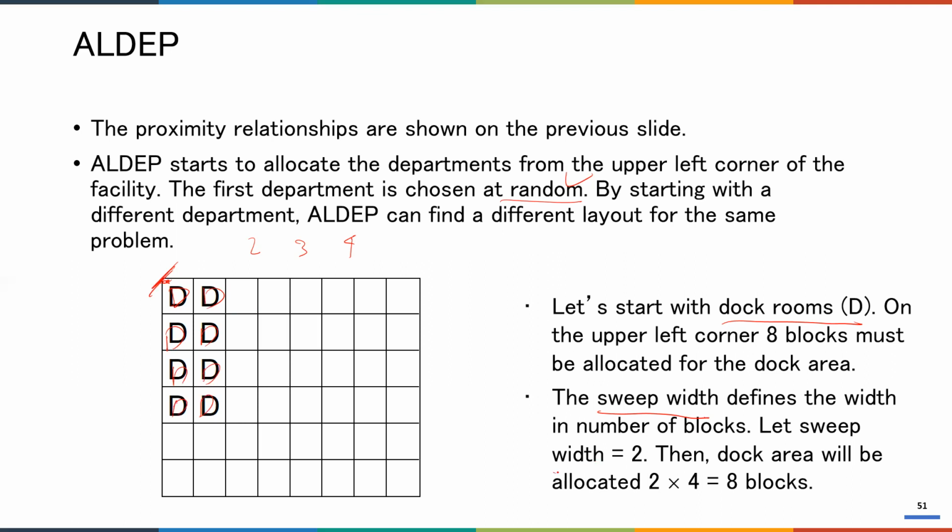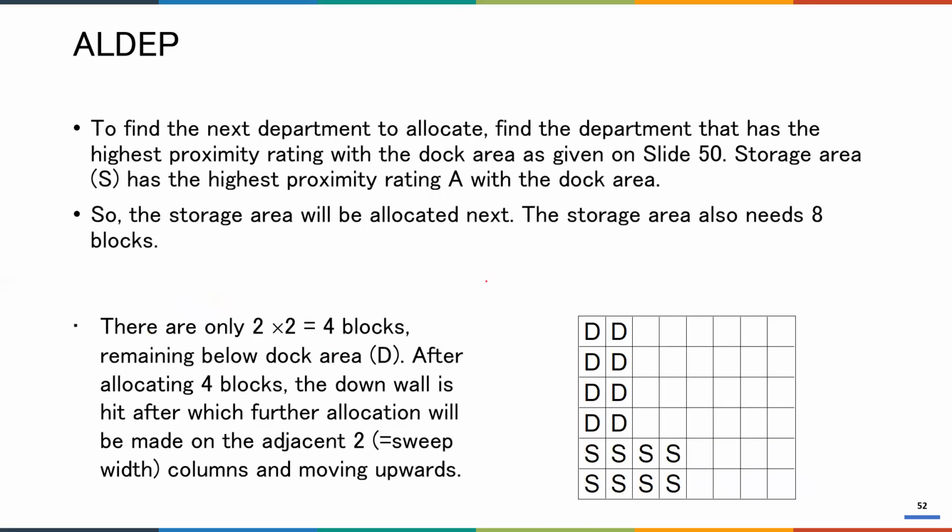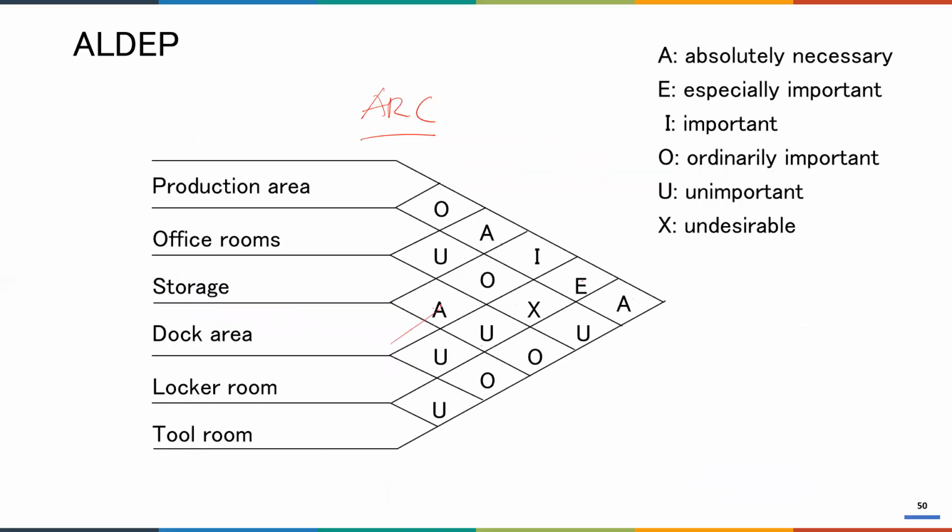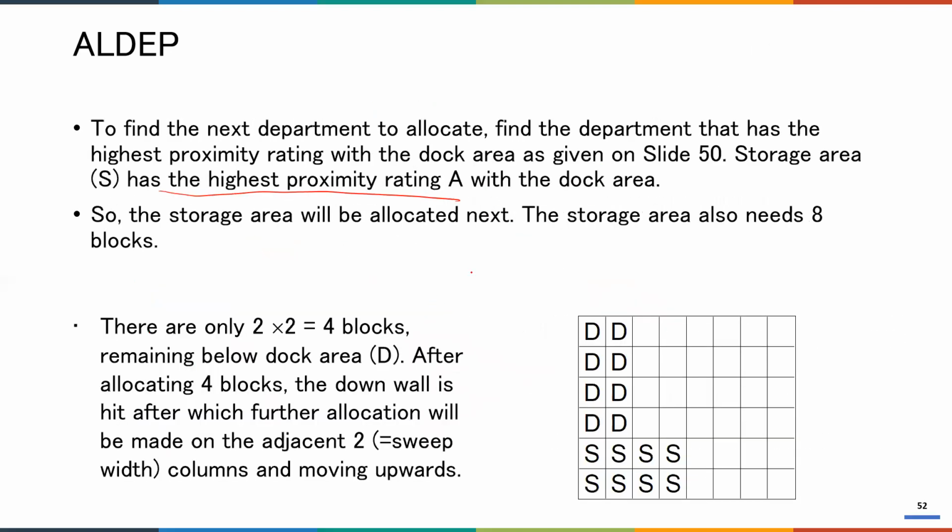And once you decide the width as 2, the other departments should follow it. So let's say we place the dock room already, then we need to find the next room that has proximity rating A with dock. So which one is storage? Okay, so storage becomes the second department to be allocated. Storage also needs A, and because we already decided the 2, it's like this, 2, 2, then they need to be clustered together. So the possibility is like here.